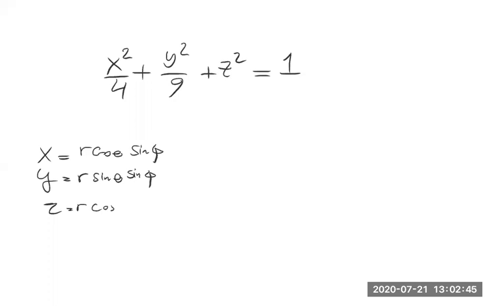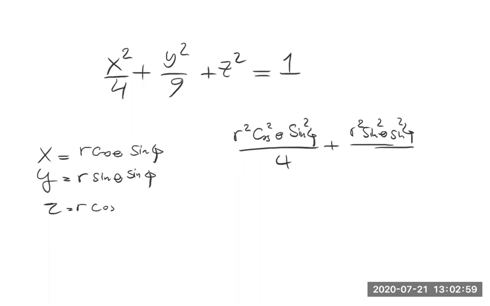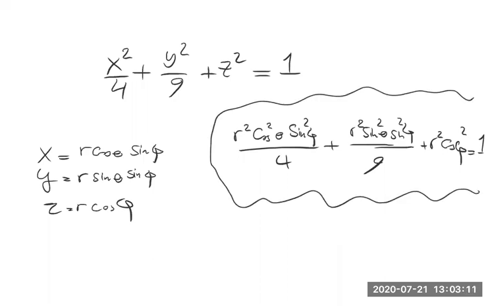So x squared would be r squared cosine theta squared sine phi squared over, say, 4, for example, plus r squared sine theta squared sine phi squared over 9, say, plus r squared cosine phi squared equals 1. Well, simply, that's our equation, right? Because it's something only in terms of r, theta, and phi.